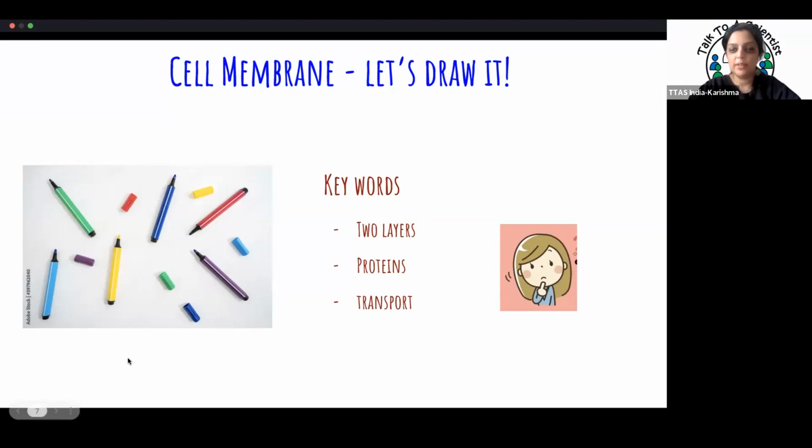All right. So think two layers. Think water loving, water not loving. Think protein. Think transport. Think giving shape to the cell.